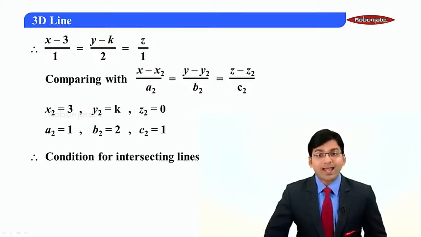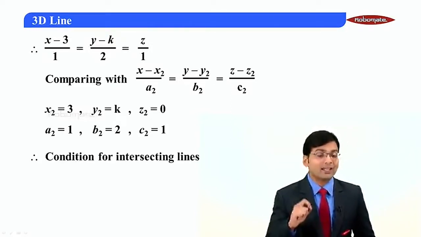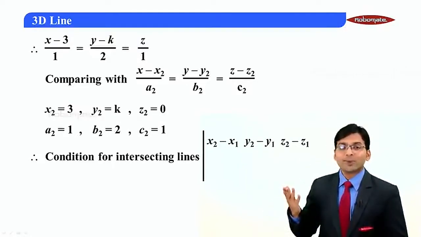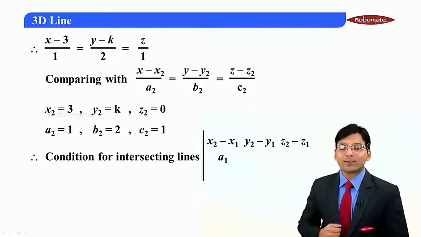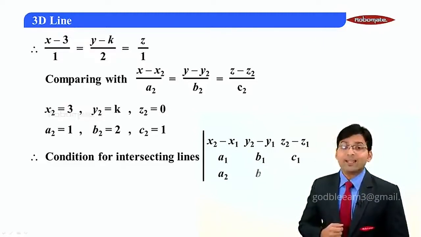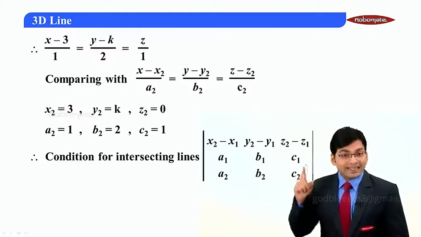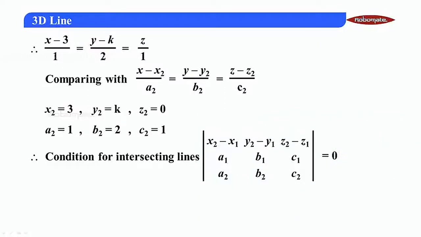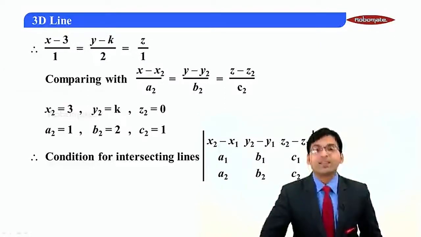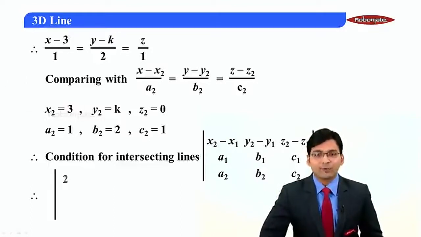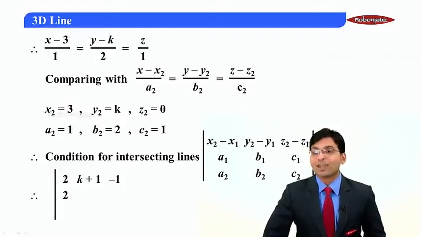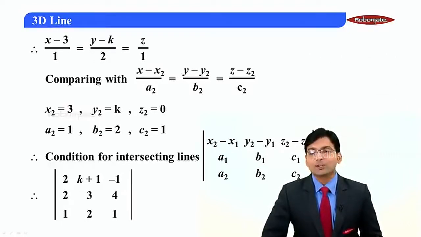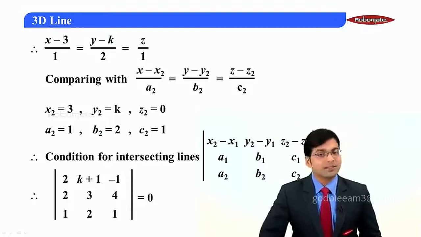Now students, as the lines are intersecting, the condition is that the determinant of x2 minus x1, y2 minus y1, z2 minus z1, a1, b1, c1 and a2, b2, c2 has to be 0. Right students? So when we put values here, we can get value of k, and therefore the determinant of 2, k plus 1, minus 1, 2, 3, 4 and 1, 2, 1 is 0.